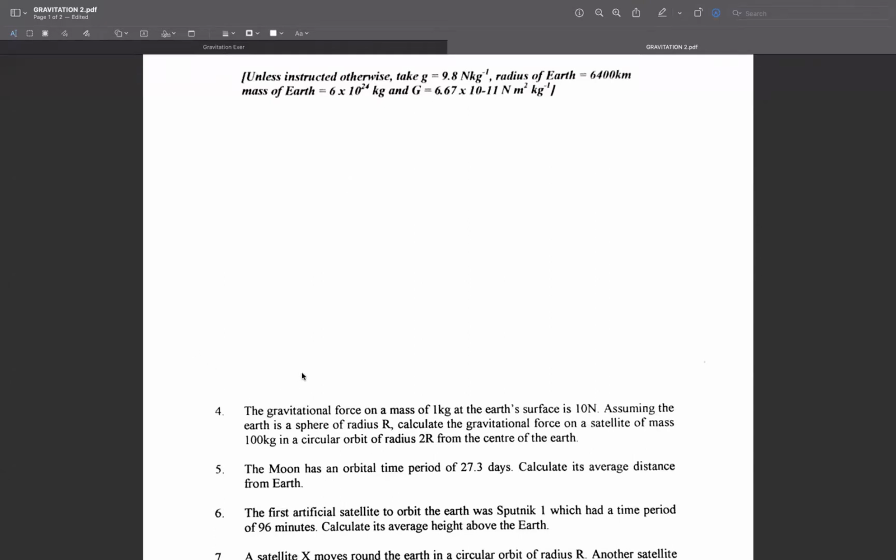Okay, question 4. We look at one more question. The gravitational force on a mass of 1 kg at the Earth's surface is 10. Assuming the Earth is a sphere of radius r, calculate the gravitational force on a satellite of mass 100 kg in a circular orbit of radius 2r.